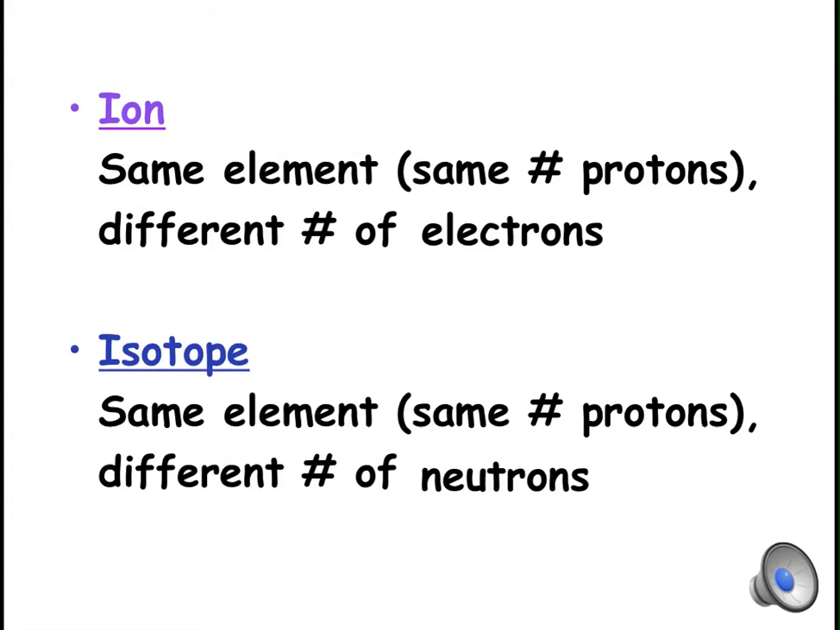So the two words, let's look at those again. Ion, we have the same element, meaning the same number of protons and atomic number, but we have a different amount of electrons. Isotope, same element, same number of protons or atomic number, different number of neutrons. So for vocabulary, in short, I remember ion, electrons, isotope, neutrons.